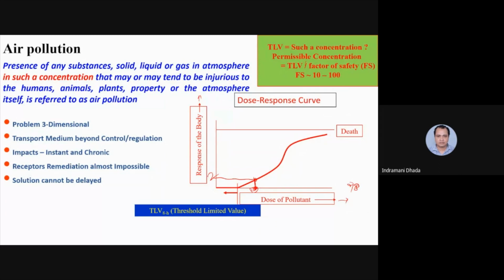Suppose we take a factor of safety 10, then we can divide this threshold value. Suppose here 60 ppm is SOx, so we can divide this 60 by 10, that will be 6 ppm. Then 6 ppm we can say is the permissible value of SOx in the atmosphere. So based on this we are defining again.